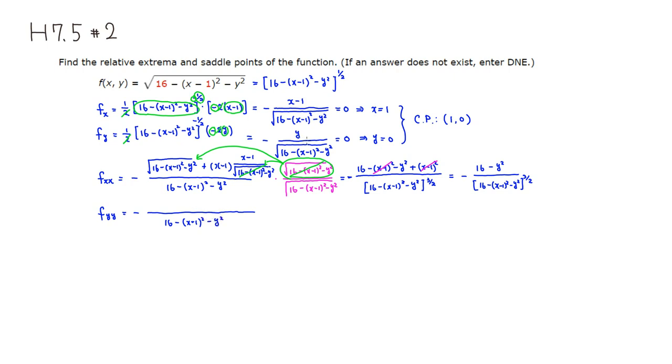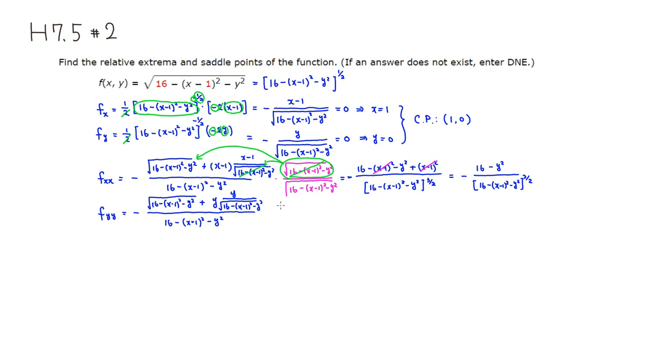And then the partial with respect to y is going to be 1. So 1 times the square root of 16 minus (x minus 1) squared minus y squared, minus y times this whole thing, because the derivative of the denominator is exactly that. So it's going to be negative, so it's going to be plus y over the square root of 16 minus (x minus 1) squared minus y squared.